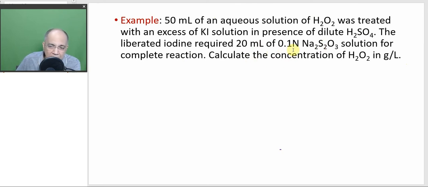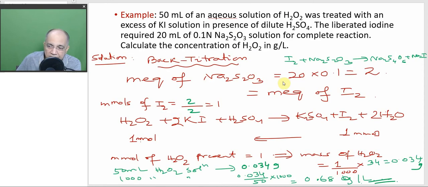So what is the milliequivalence of sodium thiosulfate that has reacted with the iodine produced? So 20 into 0.1. 20 into 0.1 is 2. So the number of milliequivalents of sodium thiosulfate is 2. So that is also the number of milliequivalents of iodine present in that solution. Now I would ask you to convert into millimoles, because we are climbing the ladder in terms of mole now. We cannot run a risk of going in terms of equivalents.